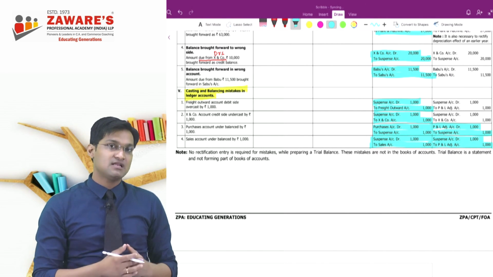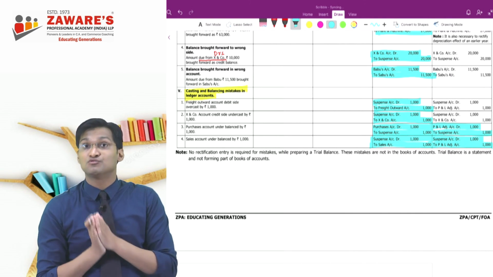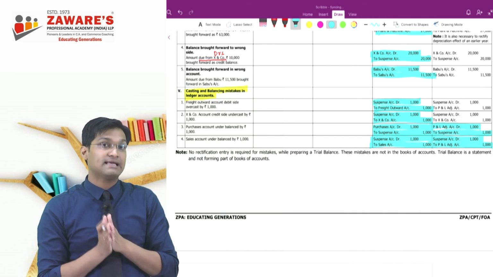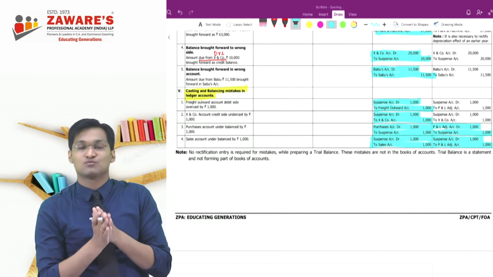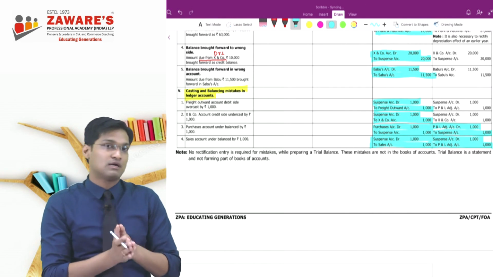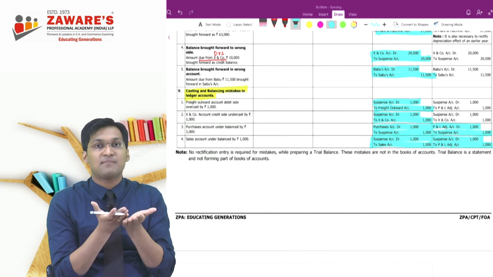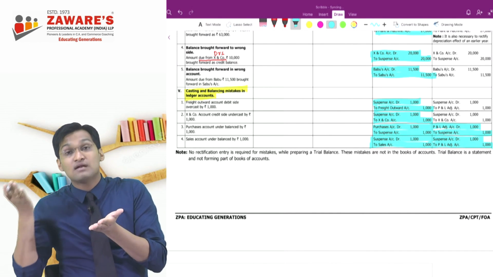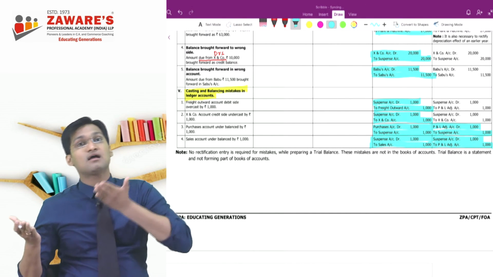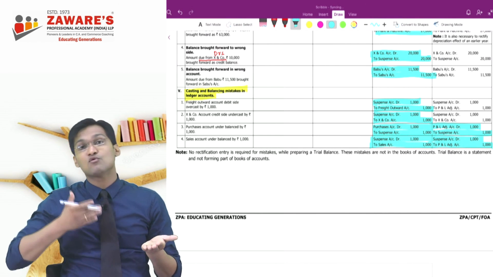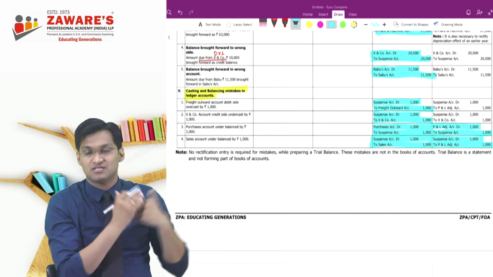We have seen the procedure. Whenever you read an error, first you try to recall what should be the correct entry. Then you see what mischief has taken place, what error has taken place, what is the wrong entry. You compare the correct entry and wrong entry. First see क्या डेबिट होना चाहिए था, क्या वो डेबिट हुआ है, कितने से डेबिट होना चाहिए था, क्या उतने से डेबिट हुआ है. Then you go to the credit effect and then accordingly you pass rectification entry.